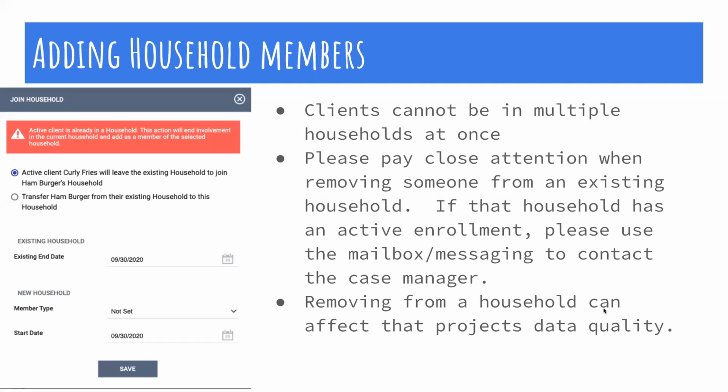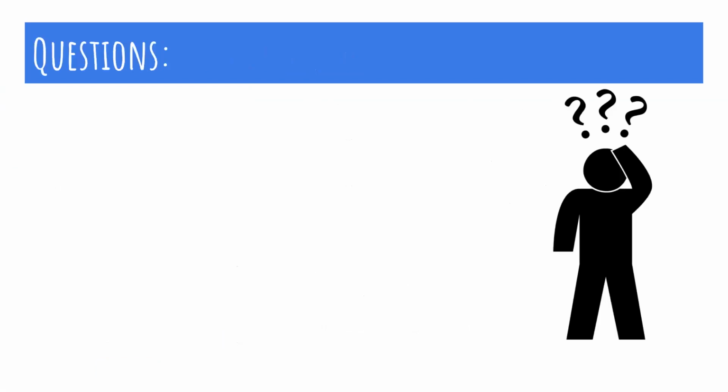Removing from a household can affect other projects' data quality. That's right. Just like you would expect someone to email you if they're removing someone, if a couple's in street outreach and a hotel program, and the hotel program is removing one of the couple, you would want to know for your street outreach program as well. So it goes both ways.